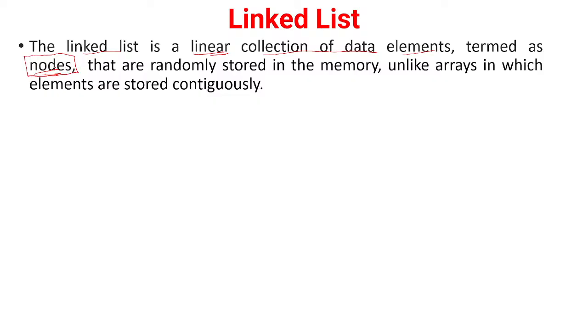The data is organized in the form of nodes that are randomly stored in memory. This is another important point to be noted. These nodes are randomly stored in the memory, unlike arrays, whereas in arrays the elements are stored contiguously, meaning one after the other. There is the first element, the second element, the third element, the fourth element. This order is maintained in an array. This is called contiguous memory allocation.